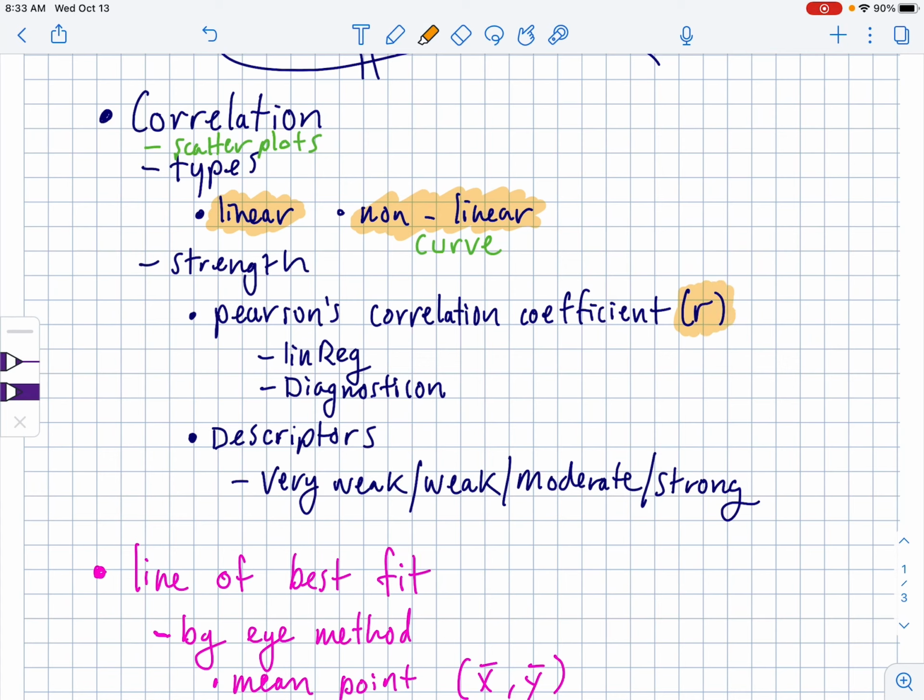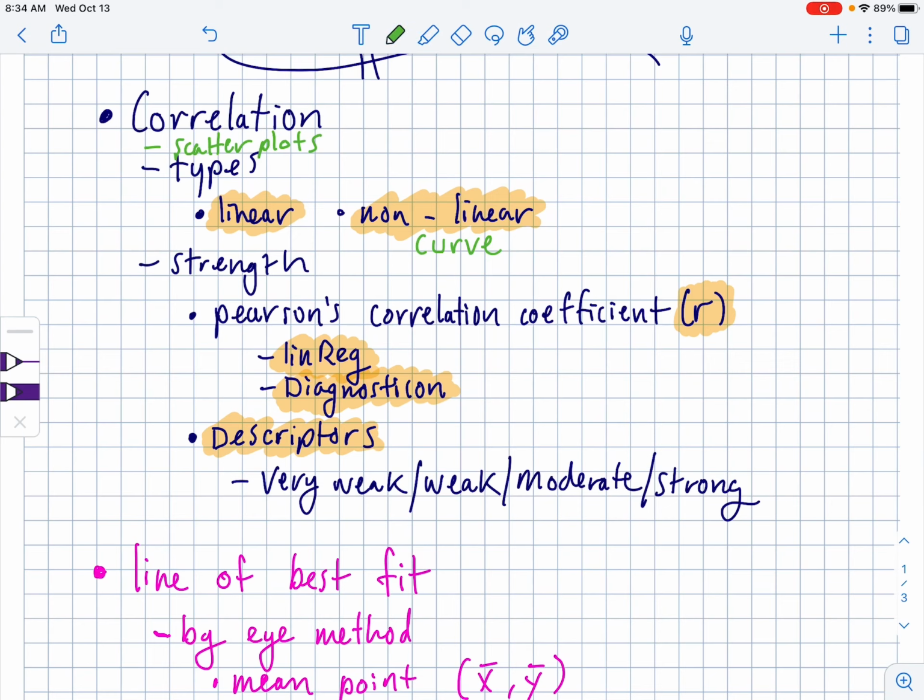You should be able to talk about the strength of the correlation. The way we talk about the strength is we find Pearson's correlation coefficient, which is lowercase r. The way that I've showed you guys how to do this on a TI graphing calculator is to use linreg. Remember, if you run linreg and you do not see your r value, you need to go to catalog and turn the diagnostics on, or diagnosticon as I call it.